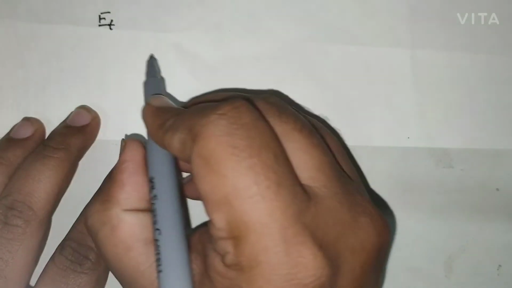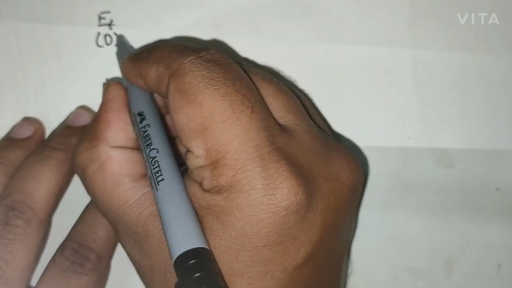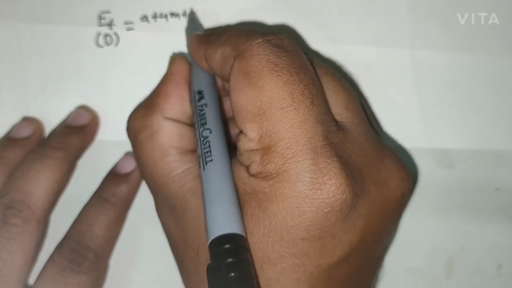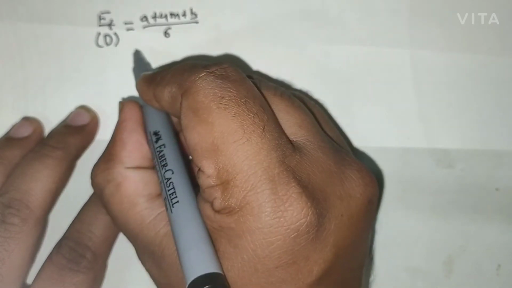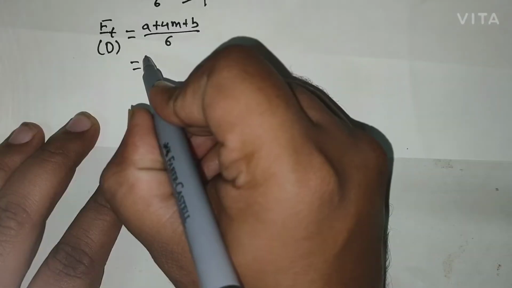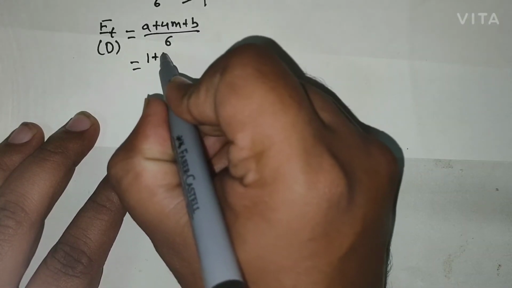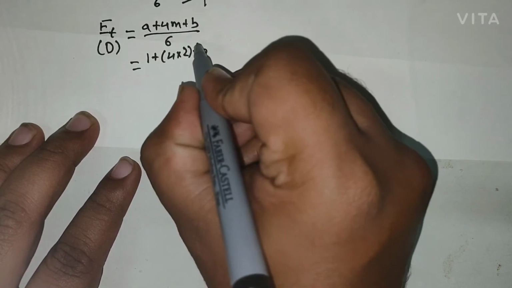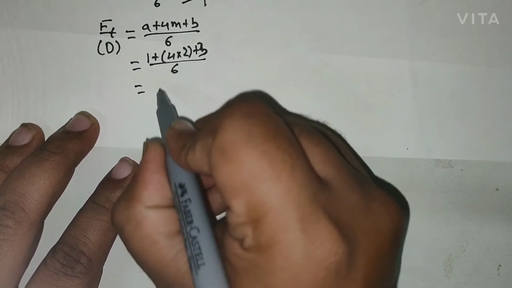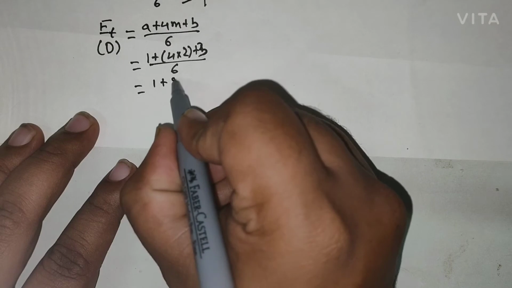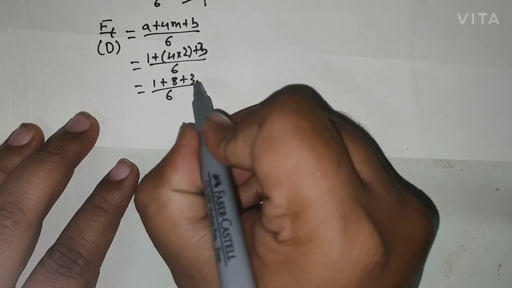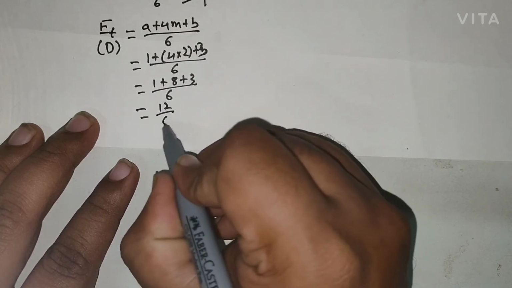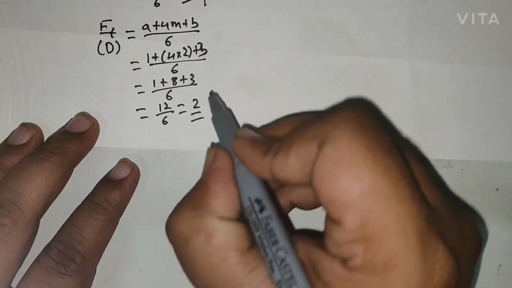Let me do it again. The expected time for activity D will be equal to a plus 4m plus b divided by 6. What is a for activity D? It is 1. 4 times the most probable time, which for activity D is 2, and b is 3, divided by 6. So this will be 1 plus 8 plus 3 divided by 6, that is 12 divided by 6. So here the expected time will be 2.